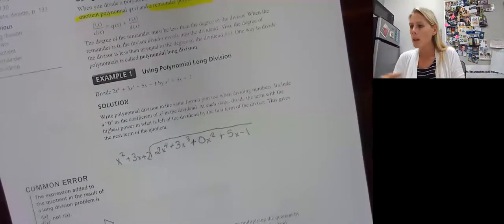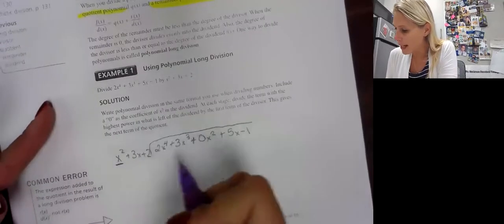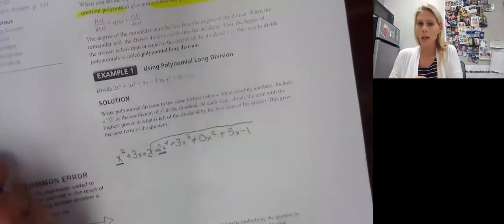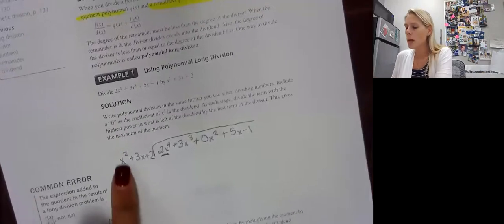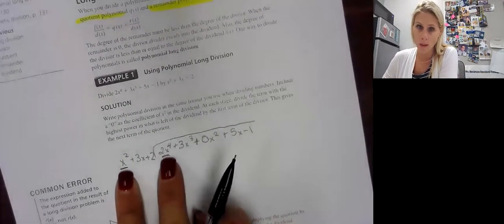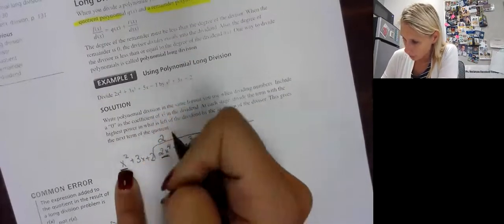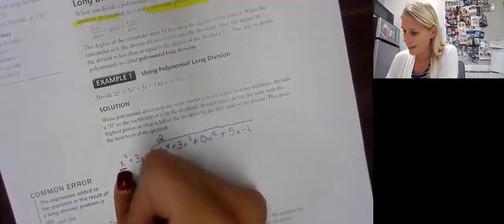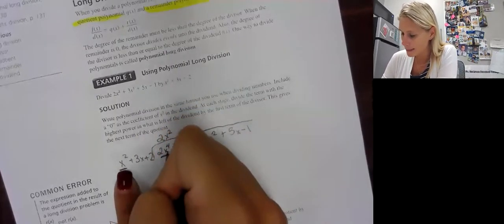You want to have each of the terms there because it makes it easier when lining up. Now, first thing I'm going to do is look at my x squared and my 2x to the 4th. On the numbers, we were saying, how many goes into how many? The other way to think about this is, what do I multiply x squared by to get to 2x to the 4th? To get a 2, I would have to have a 2, because 2 times 1 is 2. And x squared times x squared is x to the 4th.